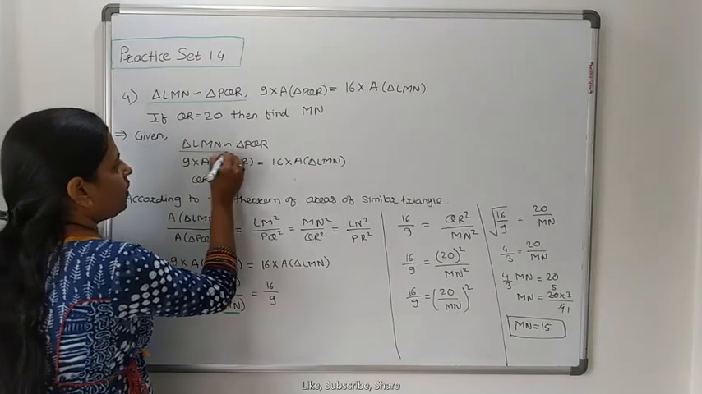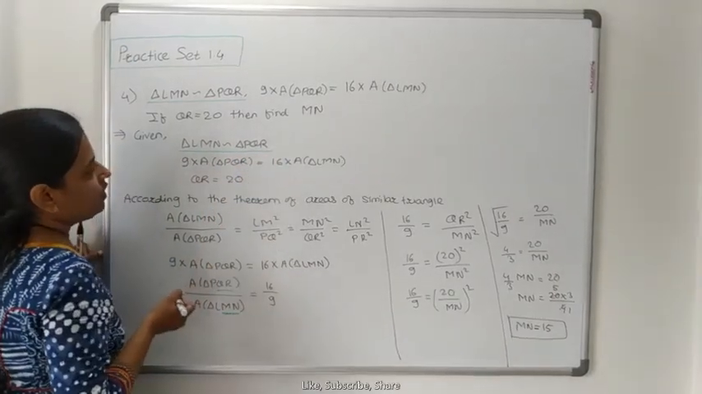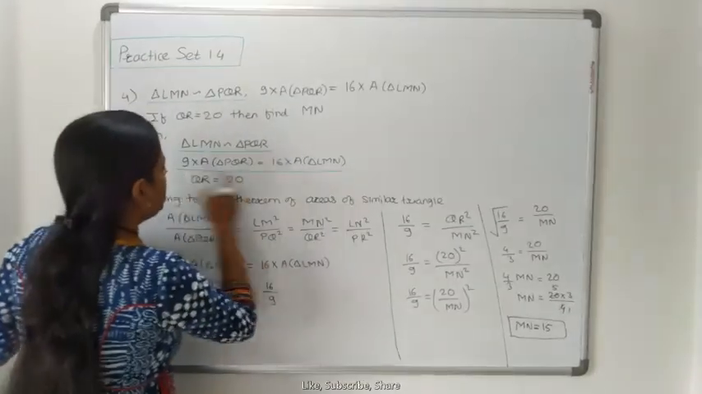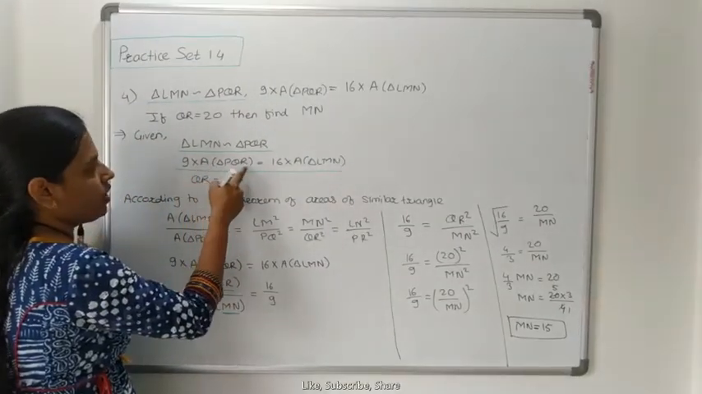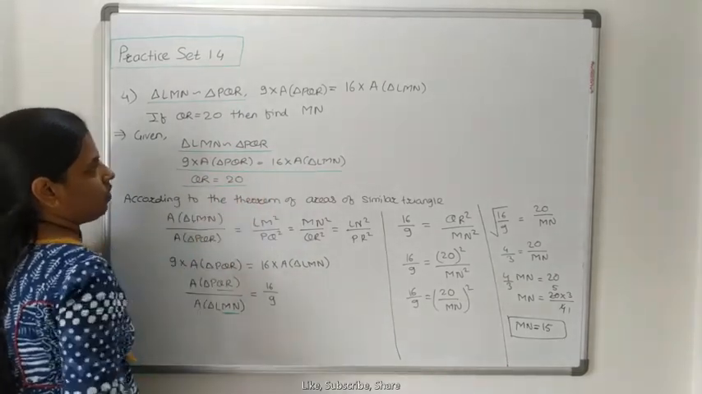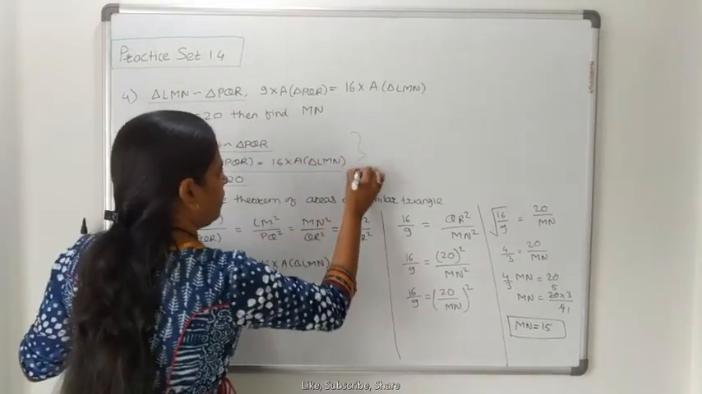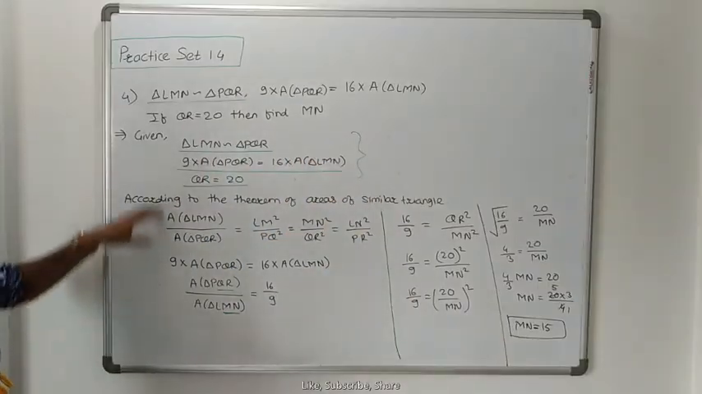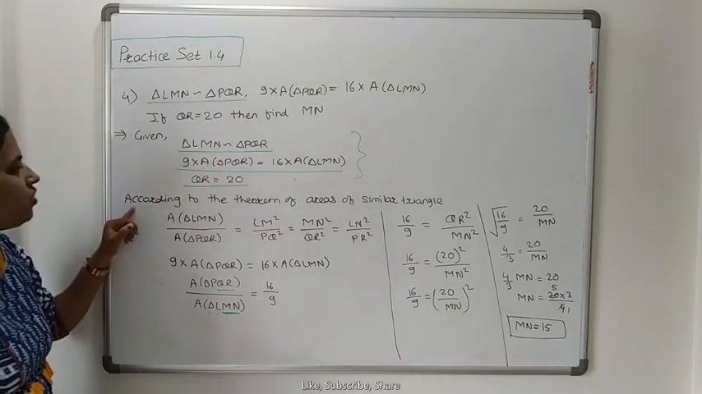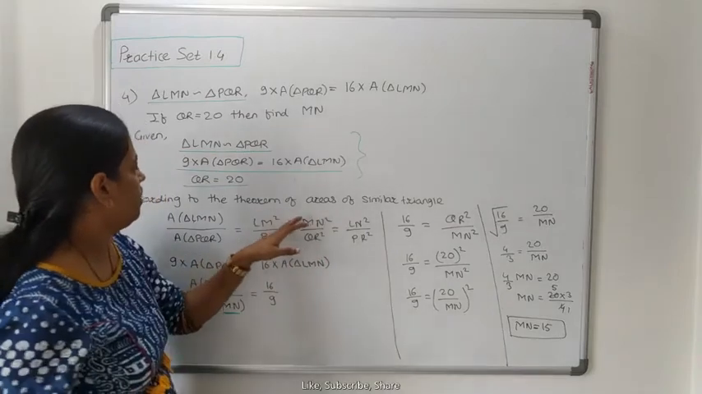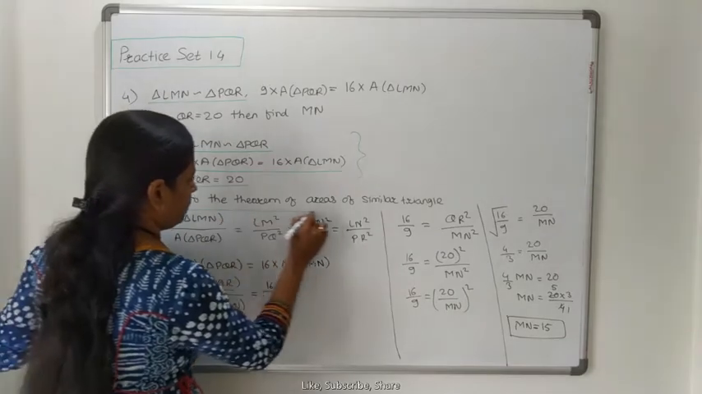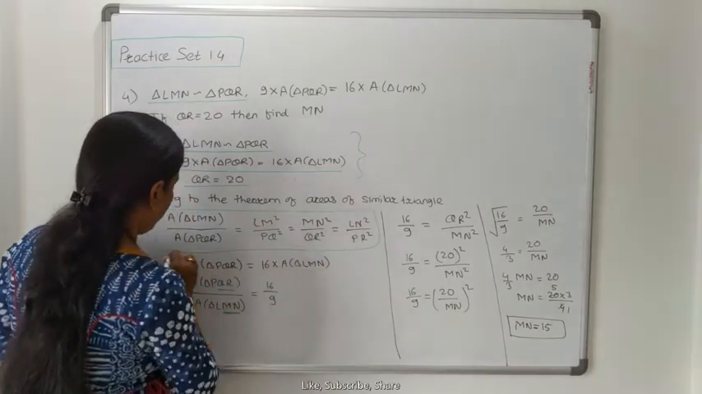So what is given here? Triangle LMN similar to triangle PQR. Then one more relation is given here, that is 9 into area of triangle PQR is equal to 16 into area of triangle LMN. And QR is equal to 20. So these three terms are given. Okay, these three concepts are given in your question. So we know that when these two triangles are similar, so according to the theorem of areas of similar triangles, we can write like this.